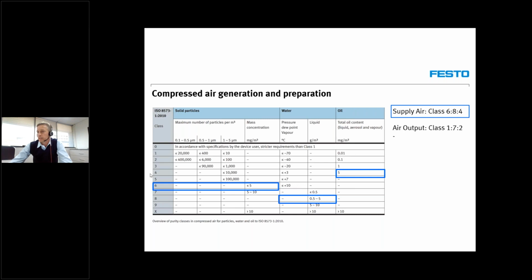And the oil content should be at class 4. That's the supply air. If we look at the output air class, the solids having class 1, so it would have filtrated all solids up to class 1, water content at class 7, see it there, and the oil content at class 2. So please take care of manufacturers' recommendations to ensure that your air class is correct for a specific instrument or component.